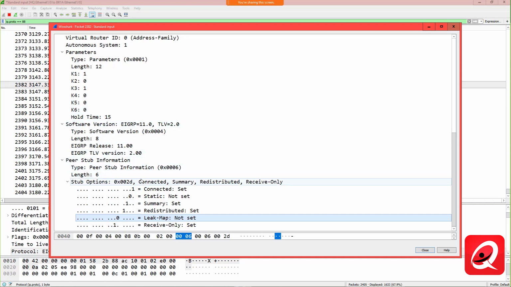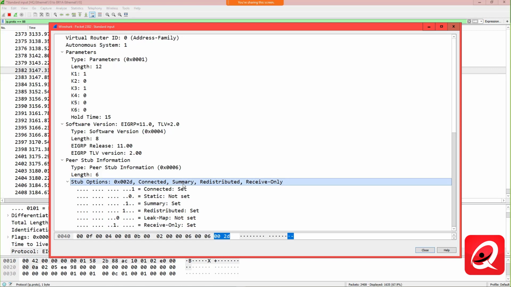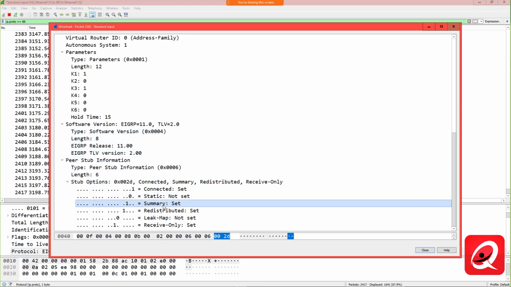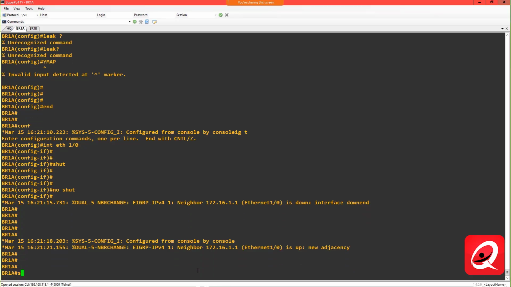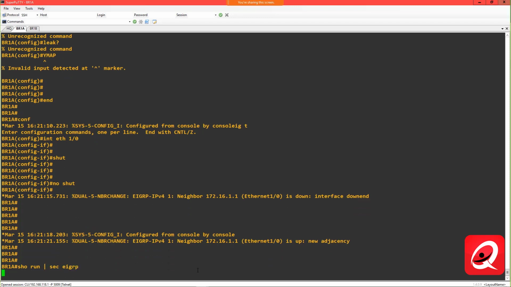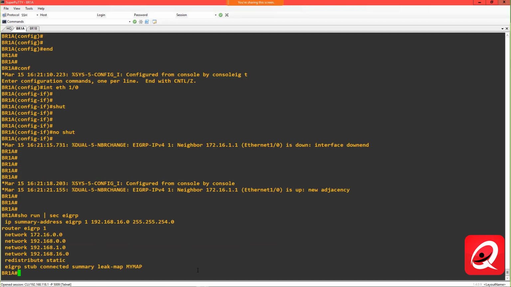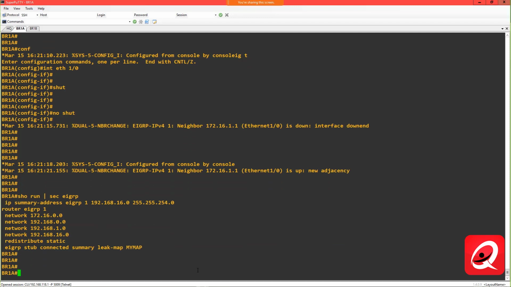Well, we're seeing some really strange things here. See where it says connected, summary, redistributed, receive only? You would never see that, of course. You can't combine receive only with other combinations. So there's definitely something going on with this particular code. It's definitely not cooperating. We're seeing some very strange things. So clearly we do have a leak map set. Show run section EIGRP. So I have a feeling that there's some issues with the code in this particular case. That's what I'm going to chalk it up to.